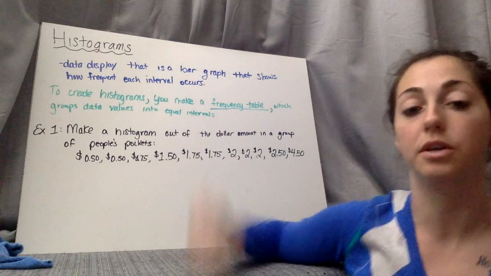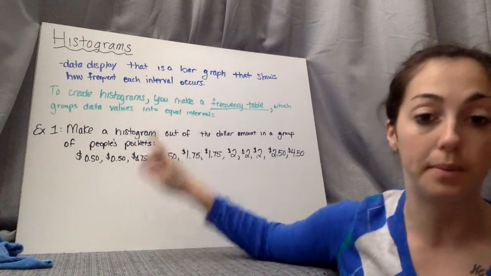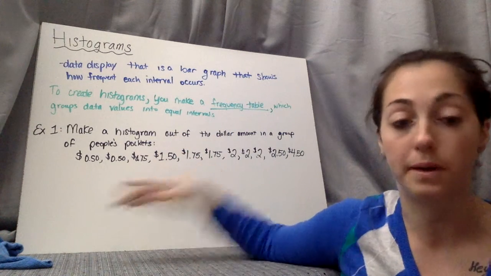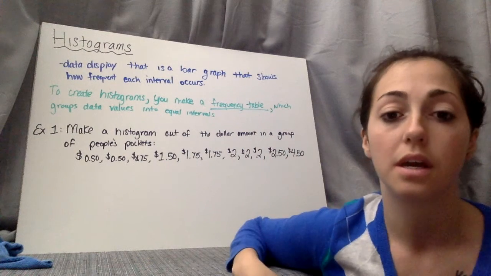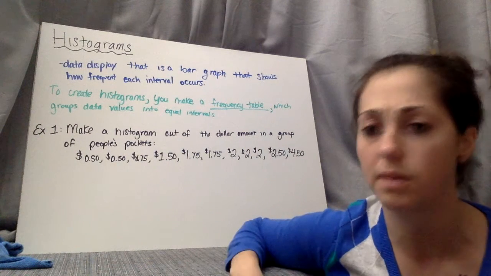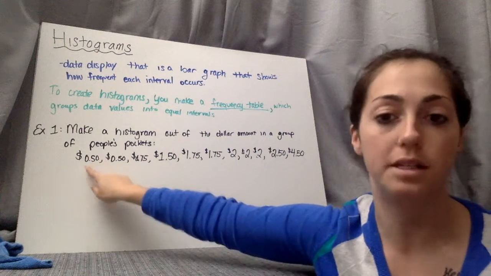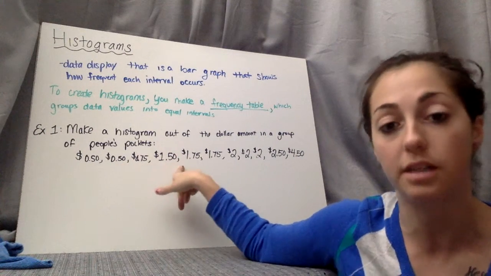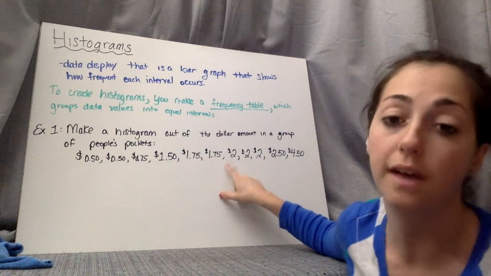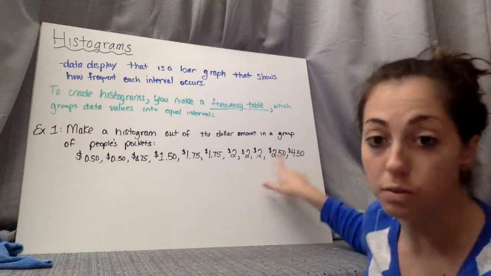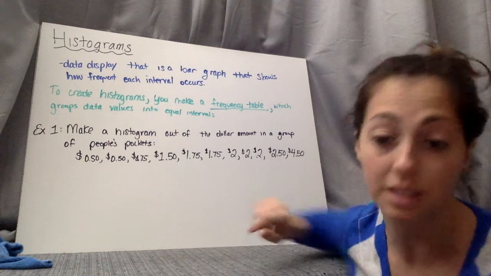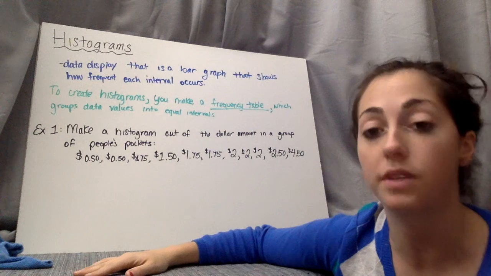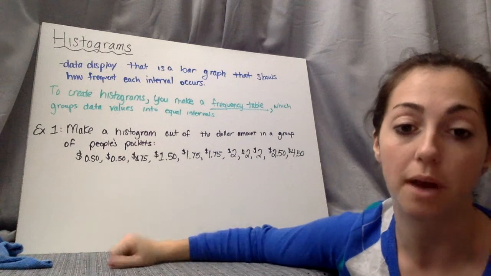values into equal intervals. So here's our example. Make a histogram out of the dollar amount in a group of people's pockets. I took a group of students and asked, how much money do you have in your pocket? And here's what they told me: 50 cents, 50 cents, 75 cents, $1.50, $1.75, $1.75. Three kids said $2, one kid said $2.50, and another kid said $4.50. So we're going to make a histogram out of the dollar amount in a group of students' pockets.